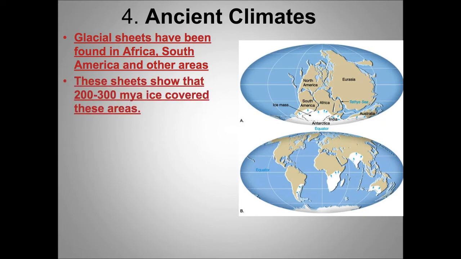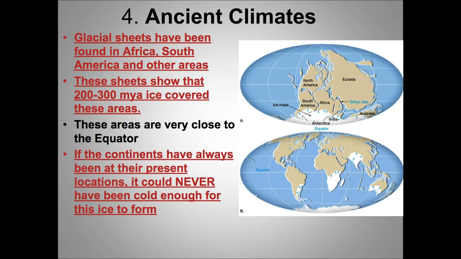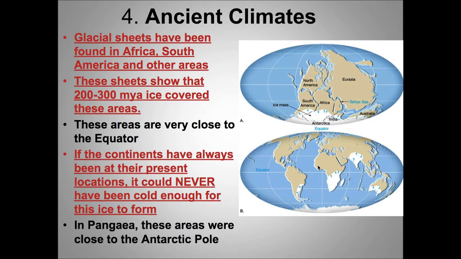So he was able to tell that these glaciers existed 200 million years ago and then they melted. If the continents were always here, like if Africa had always been in this location, you would never, ever, ever, ever form a glacier here. So that means during Pangaea, when all these things were together, look at where Africa is in Pangaea, it's much closer to the South Pole, towards where Antarctica is today.